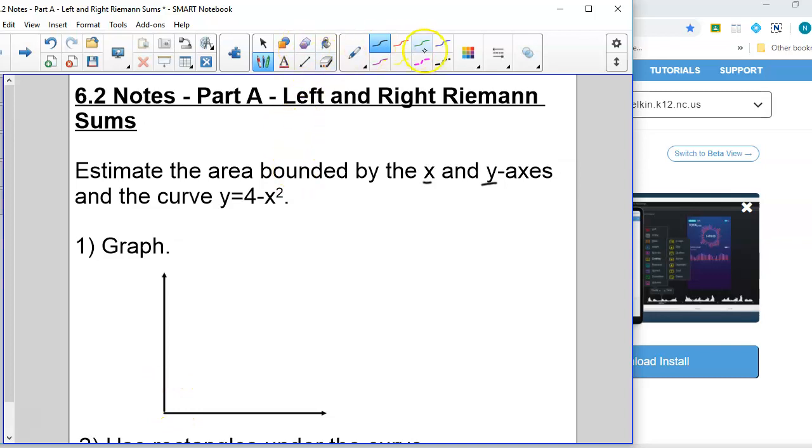So if we graph 4 minus x squared, that is just a parabola that's moved up 4 and flipped upside down. So if we graphed it, we would have the point (0, 4), we would have the point (1, 3), and then we would have the point (2, 0). So we would have this graph right here.